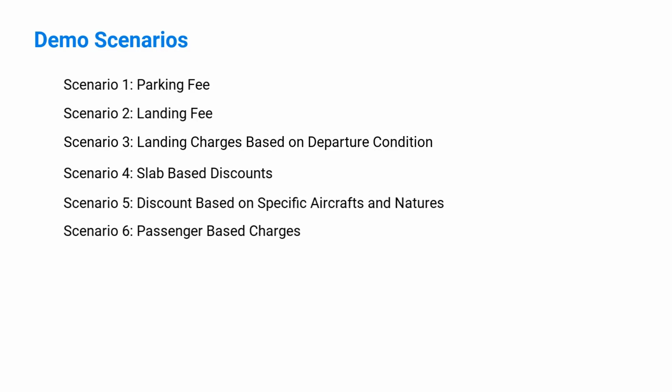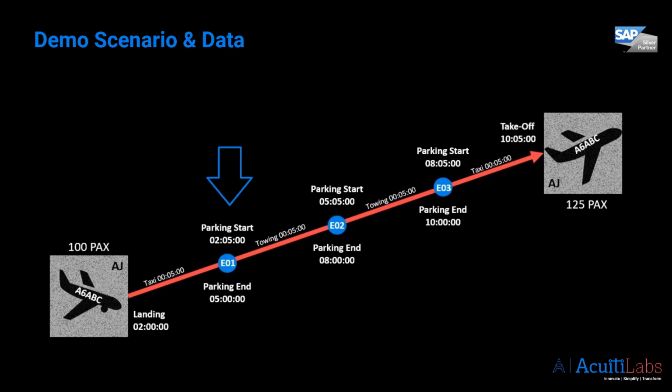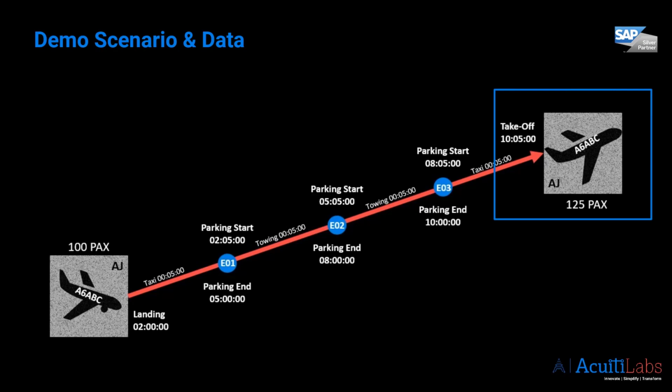and economy. Let's take an example where flight AJ-A6ABC landed with 100 pax count at 2 hours. First parking time started at 2:05 hours at parking bay E01 and ended at 5 hours. Then from E01 plane was towed to another parking bay E02, which started at 5:05 hours and ended at 8 hours. Then from E02 plane was towed to another parking bay E03, which started at 8:05 hours and ended at 10 hours. The flight gets to the runway and takes off at 10:05 hours with 125 pax.